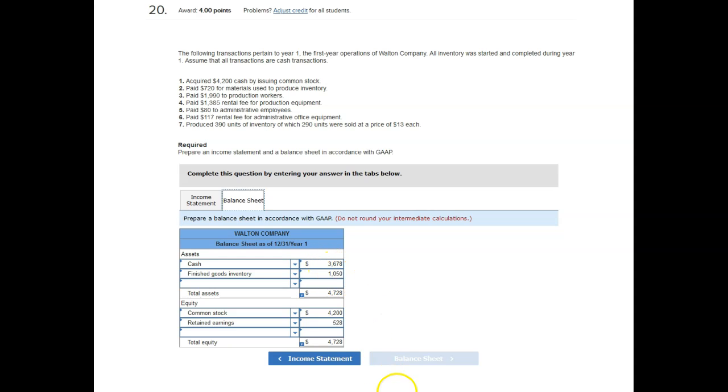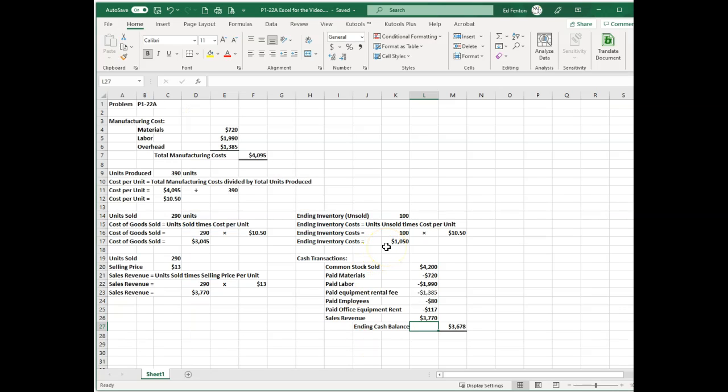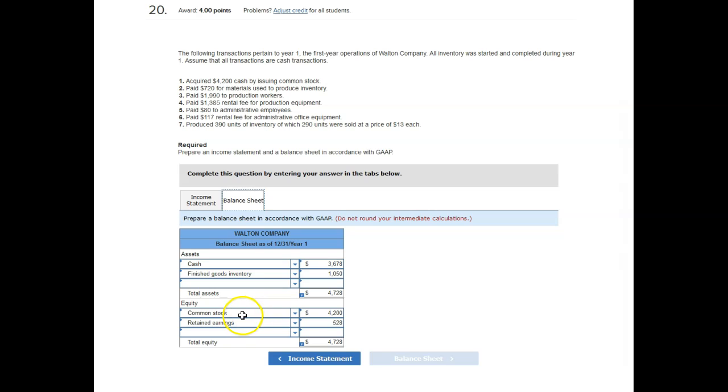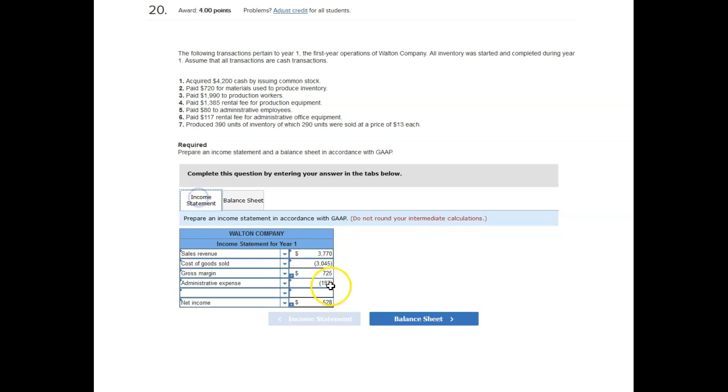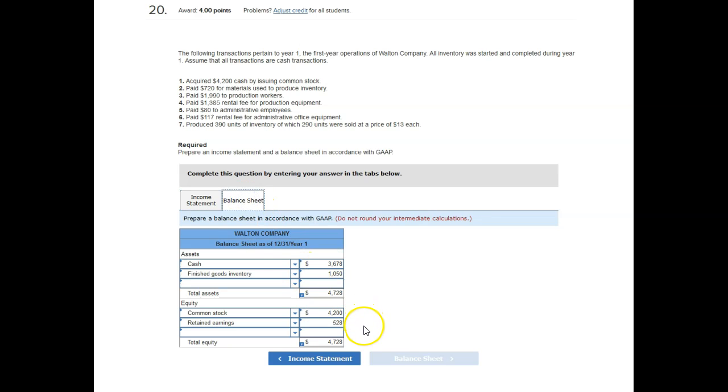So the finished goods inventory amount in the balance sheet will be the cost of the units we did not sell. So 100 units times $10.50 per unit will equal $1,050. So the cost, again, the cost per unit times the units we did not sell. Common stock, there's the 4,200. Retained earnings equals net income, which is 528. This is the first year of operation. We did not pay any dividends, so net income is added to retained earnings to go from 0 to 528. And there's your balance sheet.